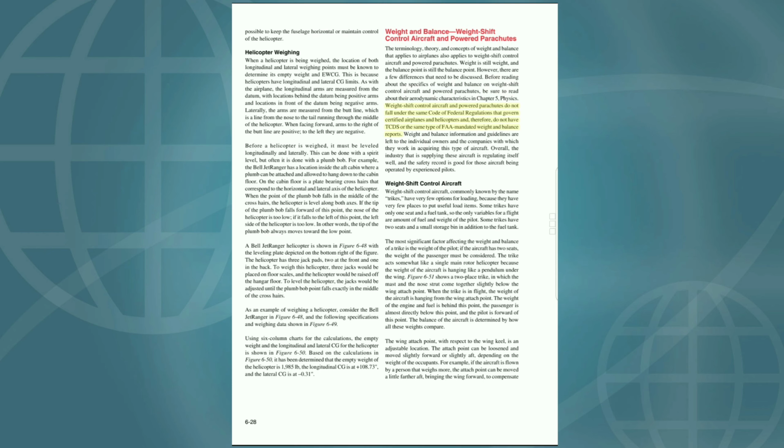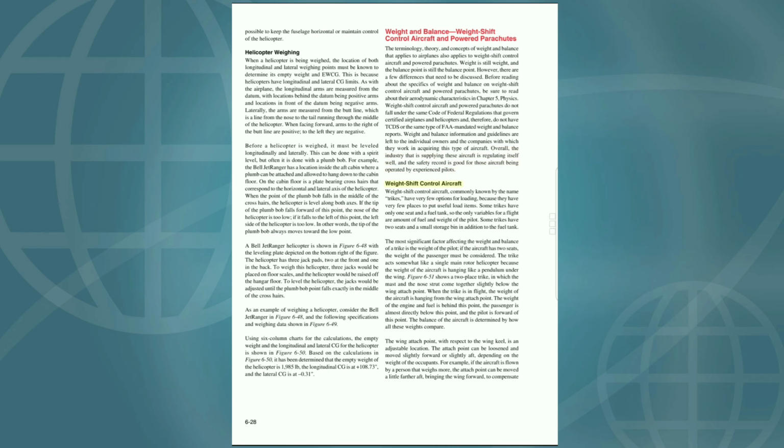Weight shift control aircraft and powered parachutes do not fall under the same code of federal regulations that govern certified airplanes and helicopters and, therefore, do not have TCDS or the same type of FAA-mandated weight and balance reports. Weight and balance information and guidelines are left to the individual owners and the companies with which they work in acquiring this type of aircraft. Overall, the industry that is supplying these aircraft is regulating itself well, and the safety record is good for those aircraft being operated by experienced pilots.